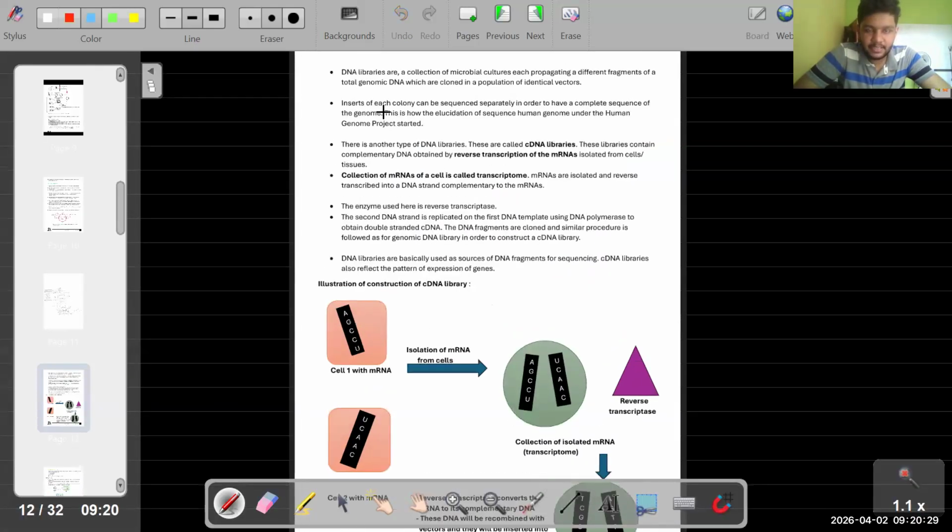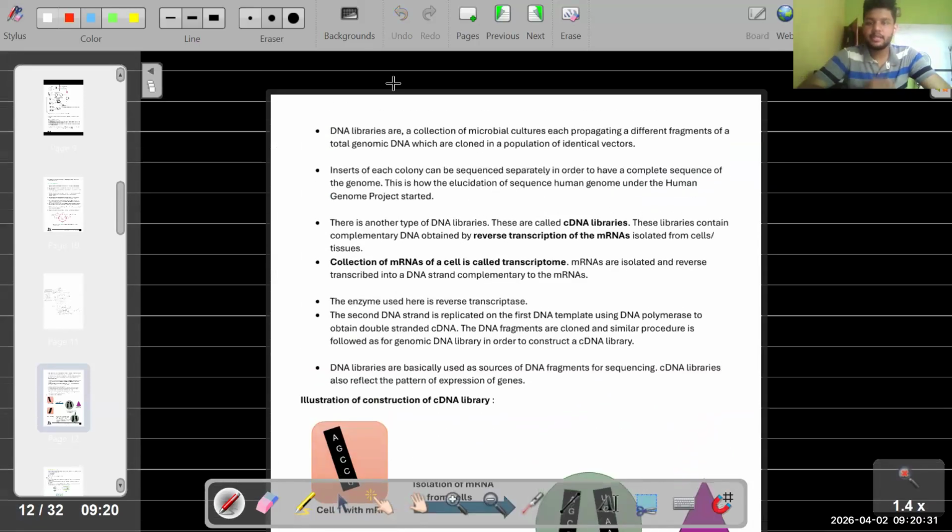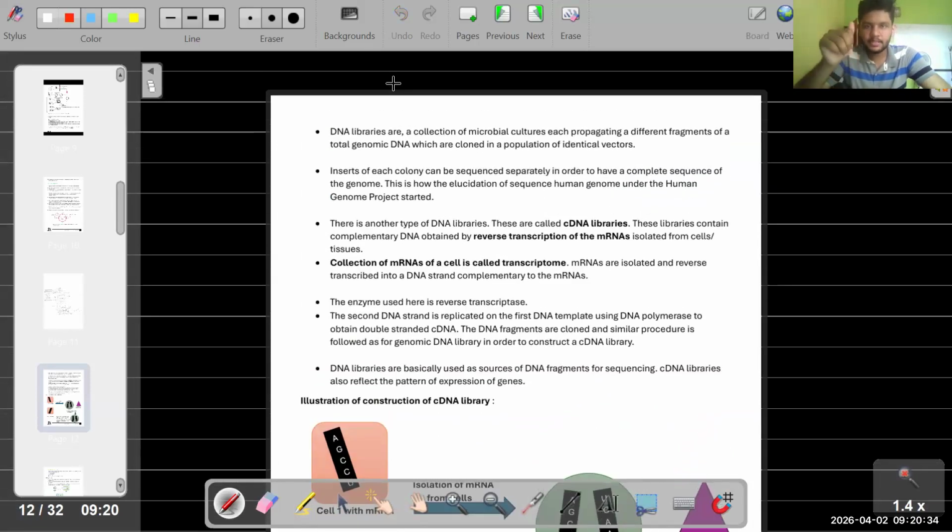DNA libraries. This is a common one. Now DNA libraries are divided into two. What are they? The first one is the genomic DNA library. The second one is the complementary DNA library. Once again, DNA libraries are divided into two. What are they? The first one we just completed: genomic DNA library. The second one is the complementary DNA library.